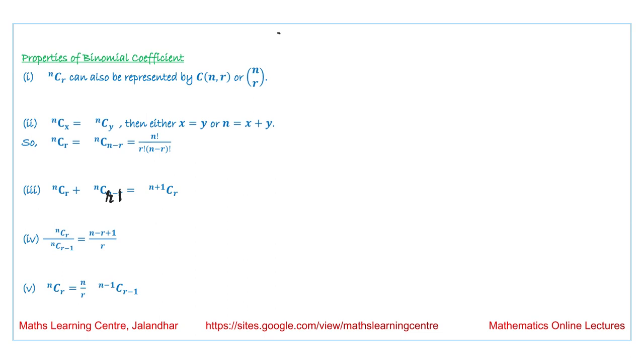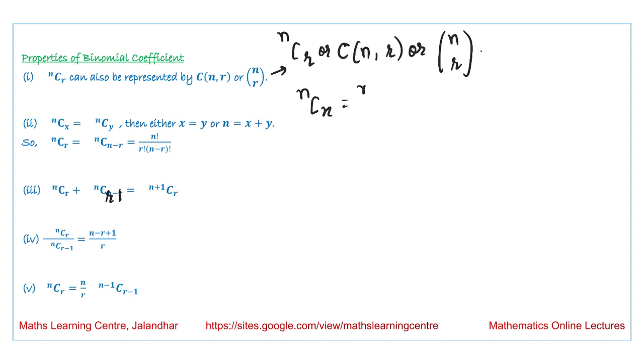We already know that when we are writing nCr, we can also represent it like C(n,r), or we can also represent it in the form of n over r. All these notations are similar. Next property that we have already studied: if nCx is equal to nCy, then either x is equal to y, or we have seen that x plus y is equal to n. We have these two results.